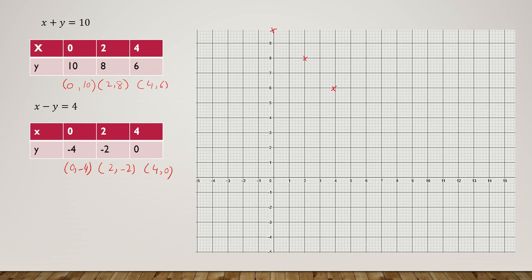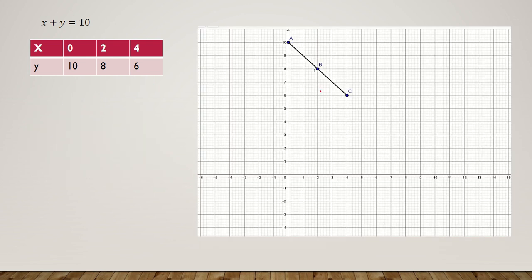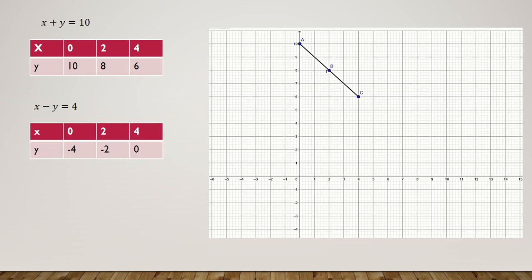So let's plot the line. These are our lines. Okay. Now plot the second line. 0, minus 4, it is over here. Now let's write them as coordinate pairs so that you can understand: 2, minus 2 and 4, 0. So 0, minus 4 is over here. 2, minus 2 is over here and 4, 0 is over here.